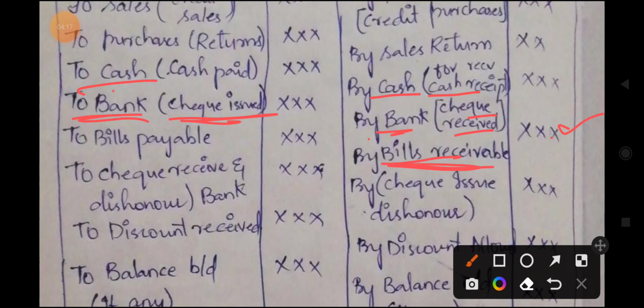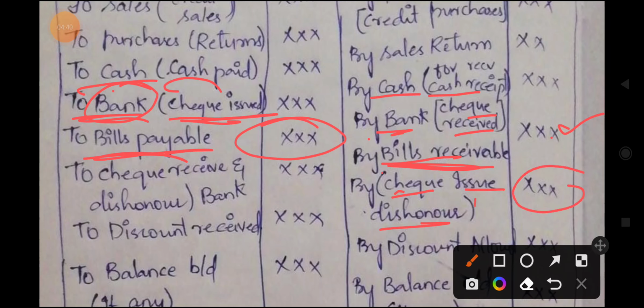If any bills receivable is received from him, by bills receivable you will write. If you are paying through bills payable, then bills payable will be on the debit side. Okay, next, cheque issued and dishonoured. If a cheque is issued, it goes on the debit side; when that cheque is dishonoured, the credit side. What do we need to write? By bank, we need to write for cheque dishonour. Similarly, if any cheque has been received and after receiving, it has got dishonoured, then cheque received dishonoured will be on the debit side, to bank you will write. Okay.